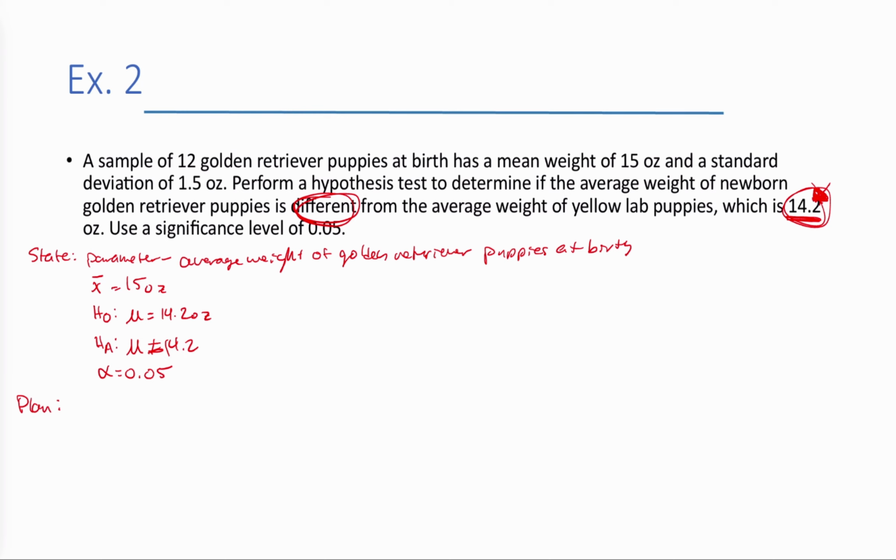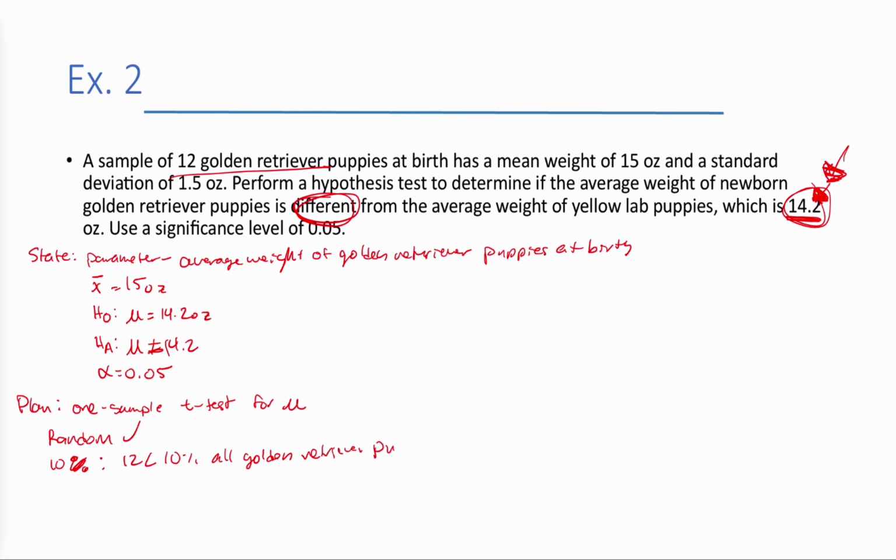We do our plan step. We name the procedure. It is a one sample t-test for mu. One sample because we only have the sample of golden retriever puppies. This is the population parameter that we're comparing to. It's not a sample. One sample t-test for mu. We check our conditions. Random. We're going to assume that. 10%: 12 is less than 10% of all golden retriever puppies.